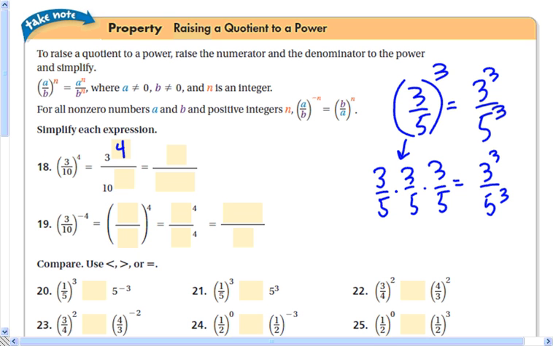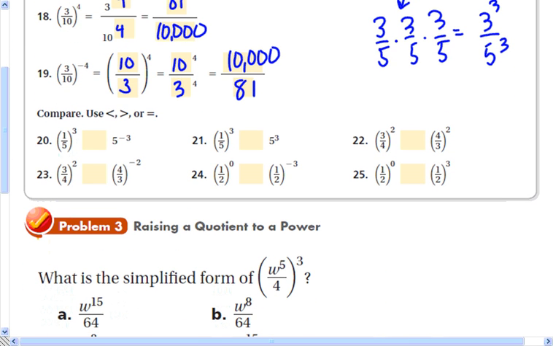So this makes sense. 3 to the 4th is 81, 10 to the 4th is 10,000. If I do a negative exponent, that's the same as the reciprocal of that number to the positive exponent. And so I just get 10,000 over 81 the other way around. And so we're going to compare these. 5 to the negative third, well, that's 1 over 5 to the third. So that will be the same as that.